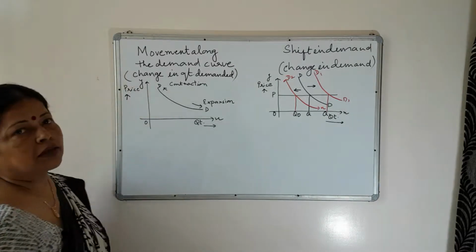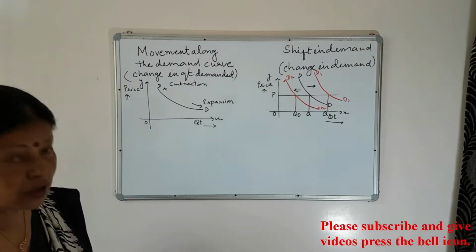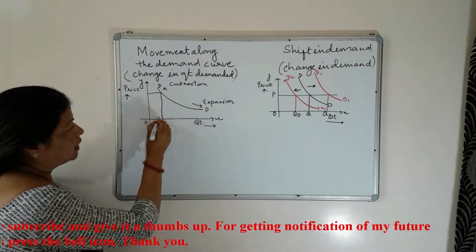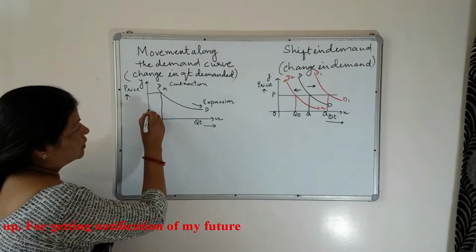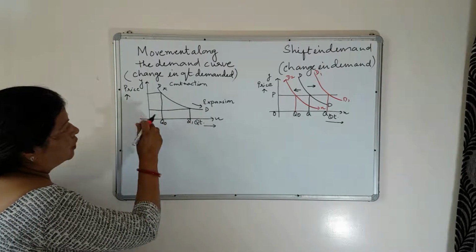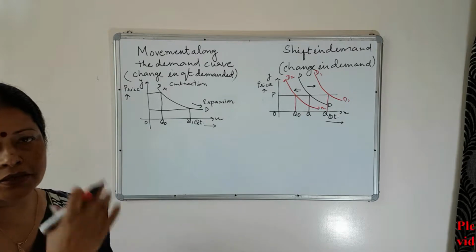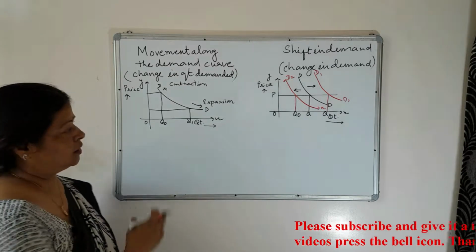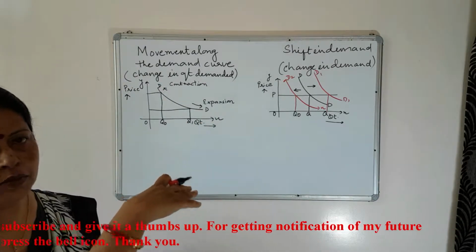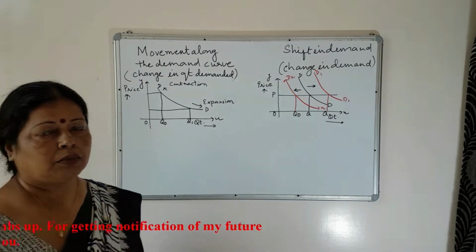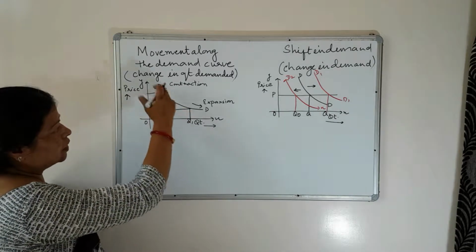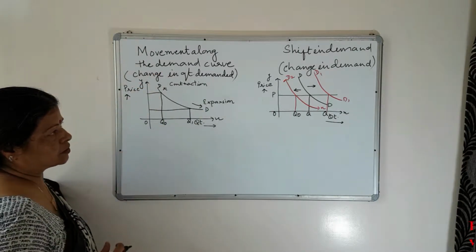Now, what do you mean by the term contraction? What happens in real life when price is high, demand will be less, and when price is low, demand will be more. So, contraction means at high price, less quantity is demanded, and expansion means when price falls, more quantity is demanded. This is a natural trend, but it does not always happen in real life. So there are two movements, contraction and expansion.